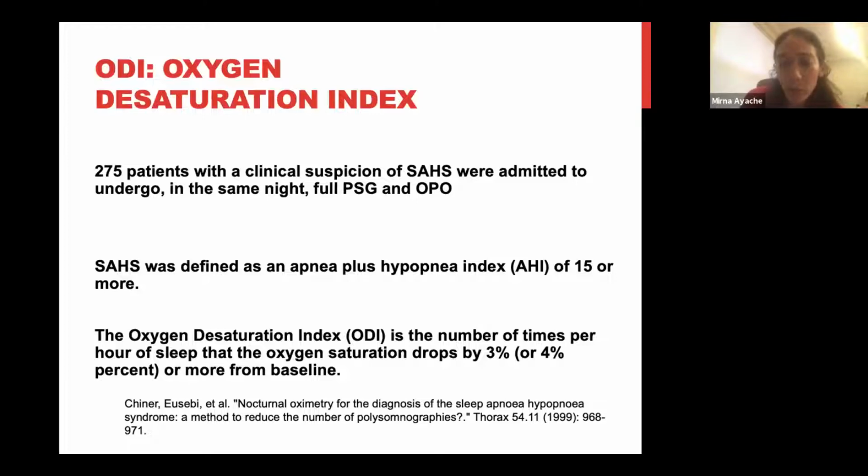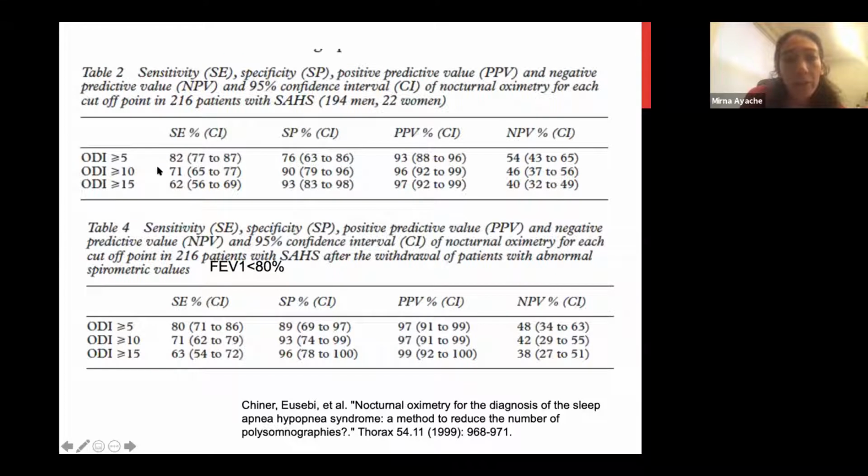and an overnight pulse oximetry. And they looked at the sensitivity and specificity of detecting moderate to severe obstructive sleep apnea, that is AHI of greater than or equal to 15. Depending on what cutoff you use, the sensitivity and specificity varies. In general, if you use a lower cutoff, you're going to be more likely to detect moderate to severe sleep apnea, but it is less specific, you may be overdiagnosing.